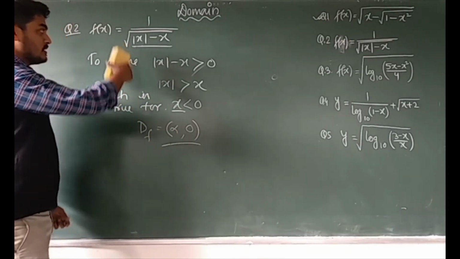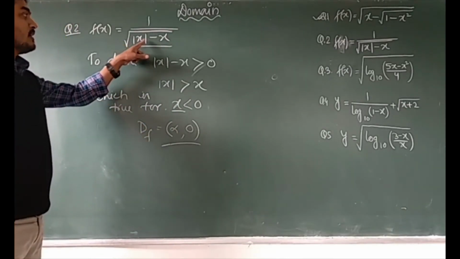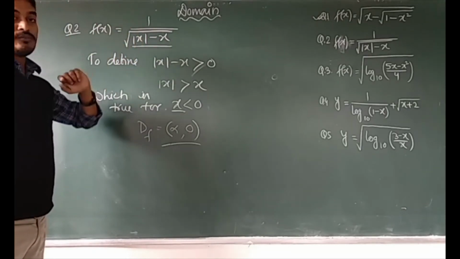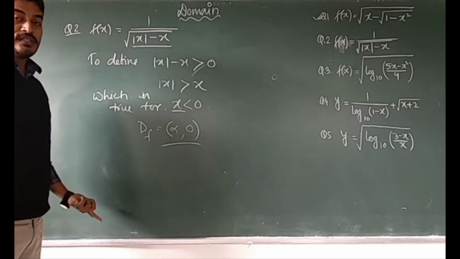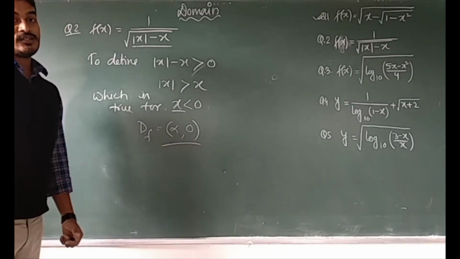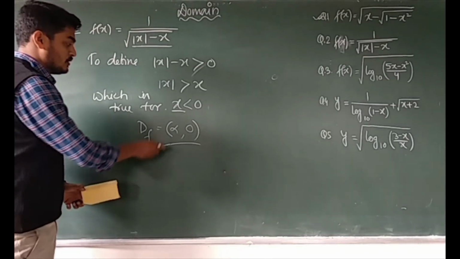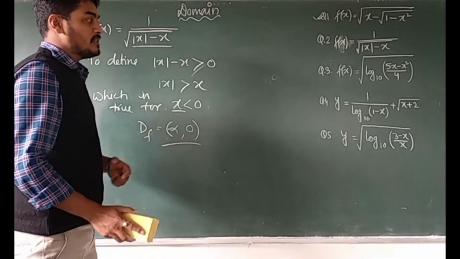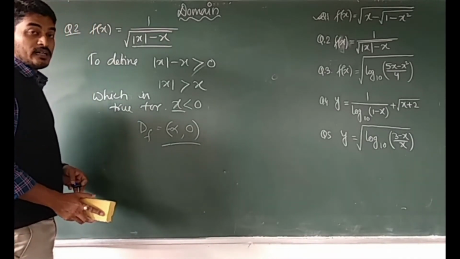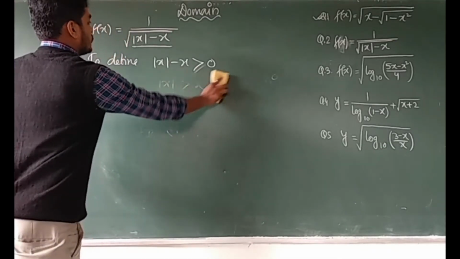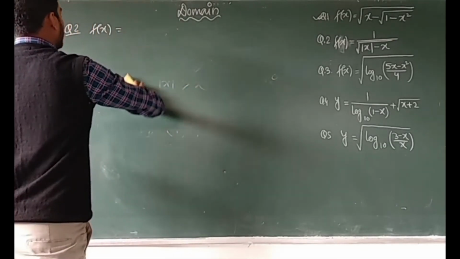For example, suppose we consider 1. Then the denominator will be 0, and 1 by 0 is not defined. For 2, it will also be 0, so 1 by 0 is not defined. So in this way, the possible values of x, which is known as the domain, is minus infinity to 0. This is the domain of the function. So in this way, we can easily explain all those questions. Okay? So let us try the other one, question number 3.